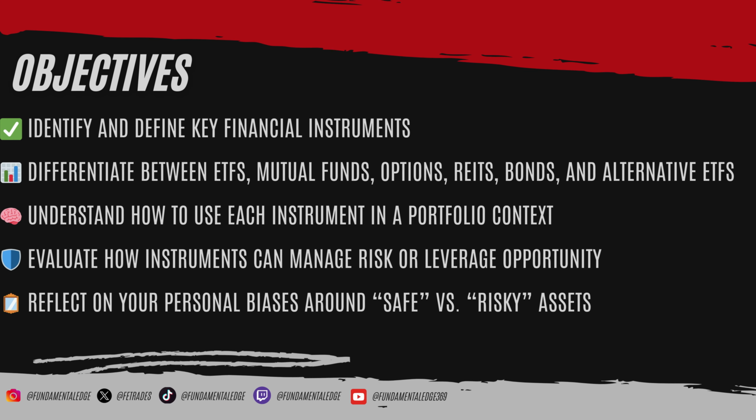First, you'll be able to clearly identify and define key financial instruments, from ETFs and mutual funds to options, bonds, REITs, and more. We'll then talk about how these instruments differ from one another, both structurally and strategically. After that, we'll take a portfolio level view. How do you use these tools to manage risk, capture opportunity, and align with your personal goals? And finally, we'll reflect on something that often gets overlooked, your personal bias around what feels safe or risky. By the end, you should be thinking less like a consumer of financial products and more like a strategist.